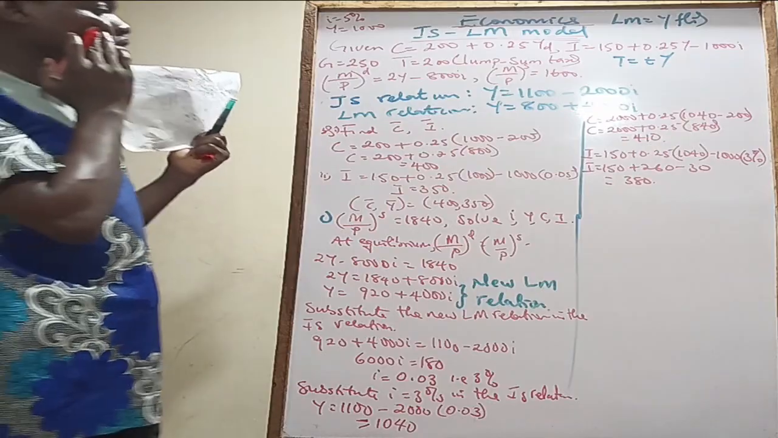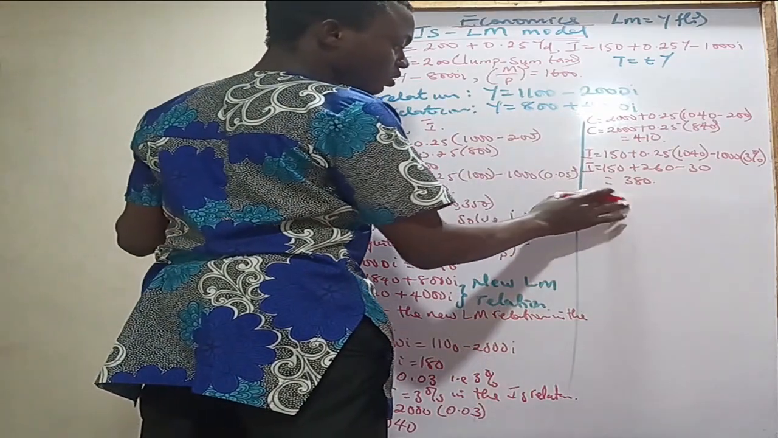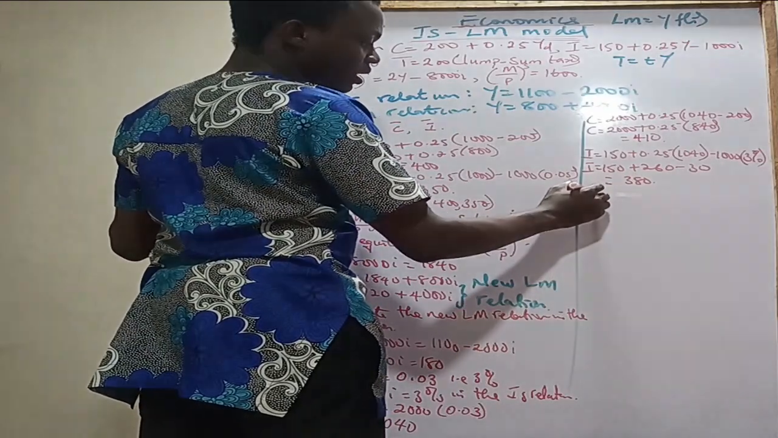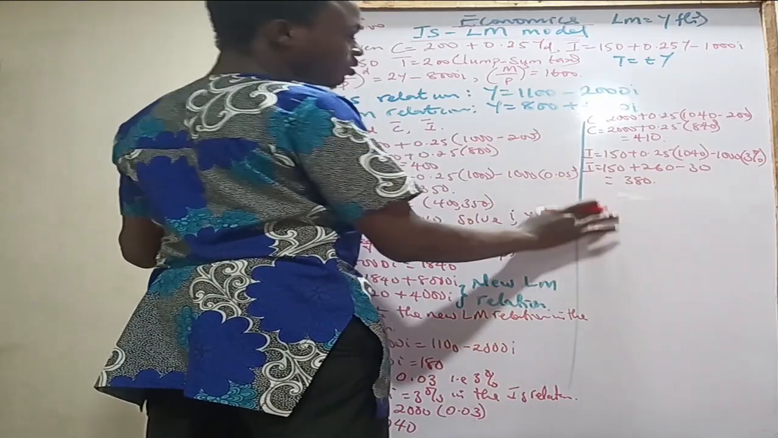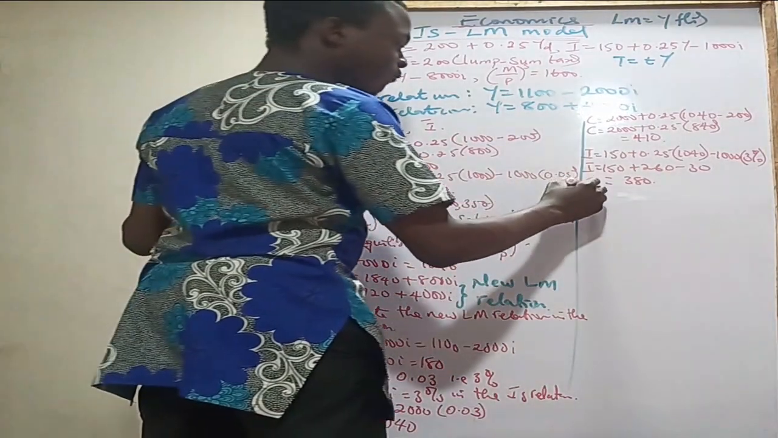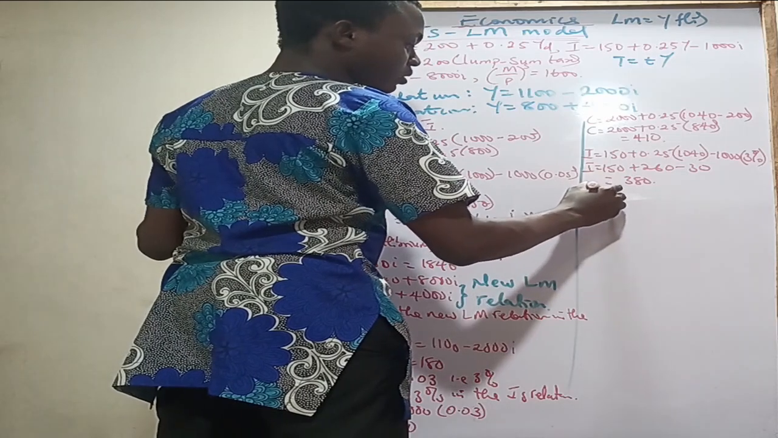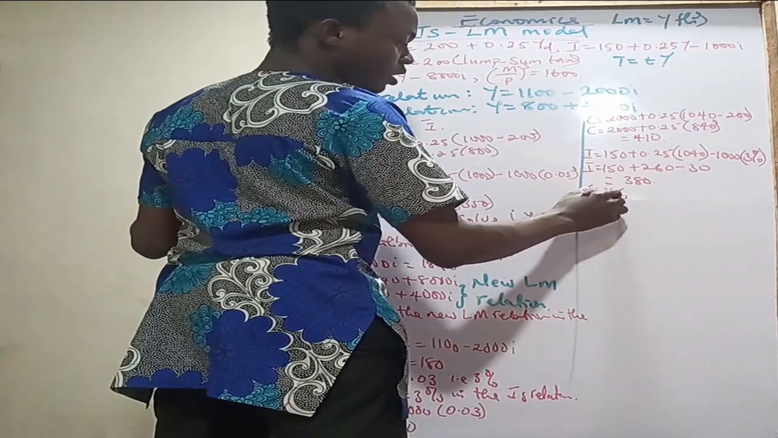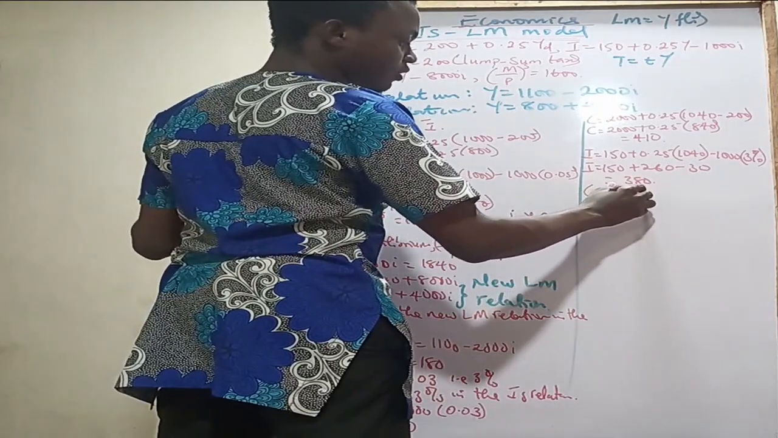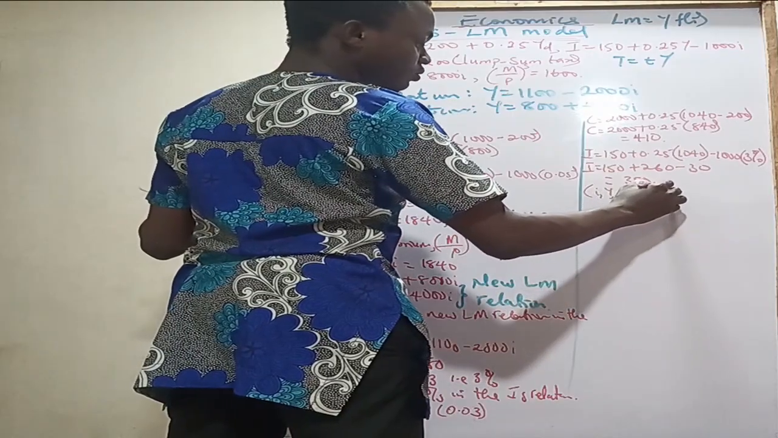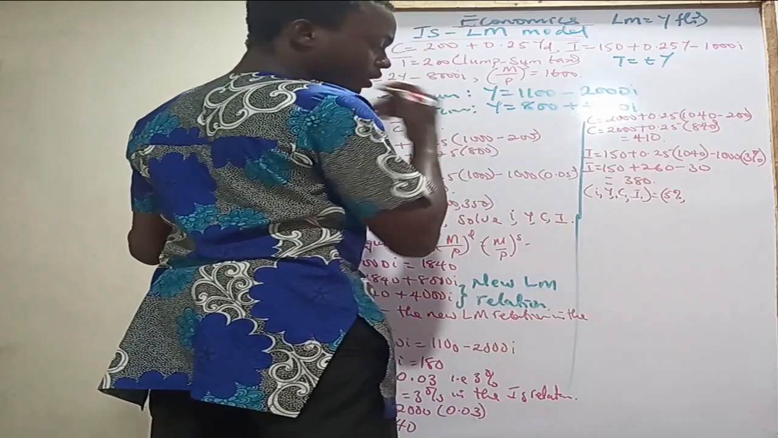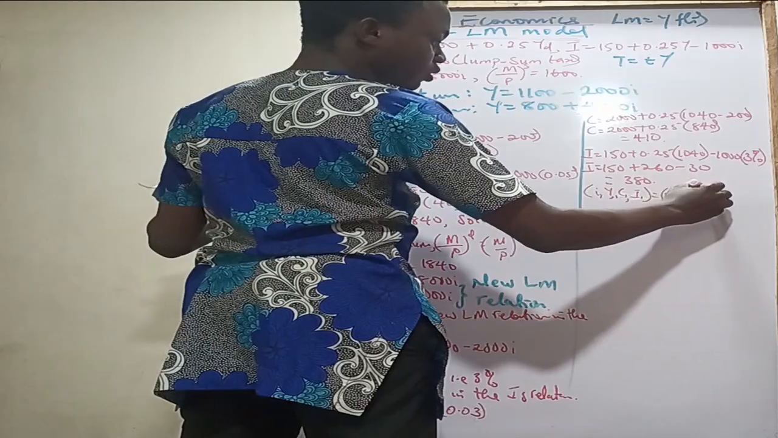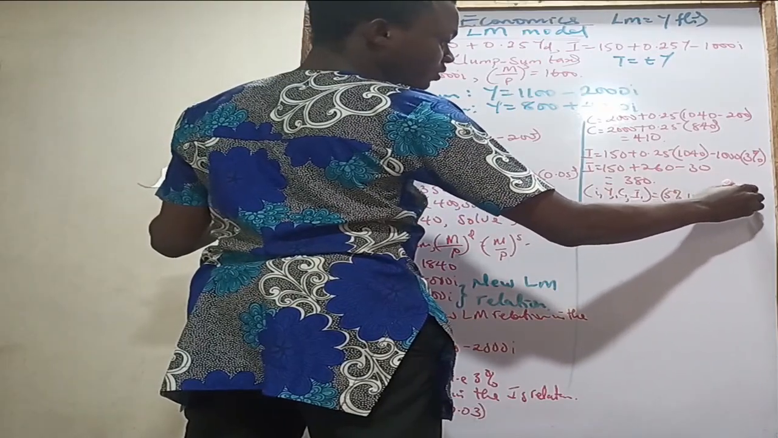I wanted to put it on the table. I, Y, C, I1, Y1, C1. Initially, the interest rate was 5%. Then Y was 1,000, C was 400, and I was 350.